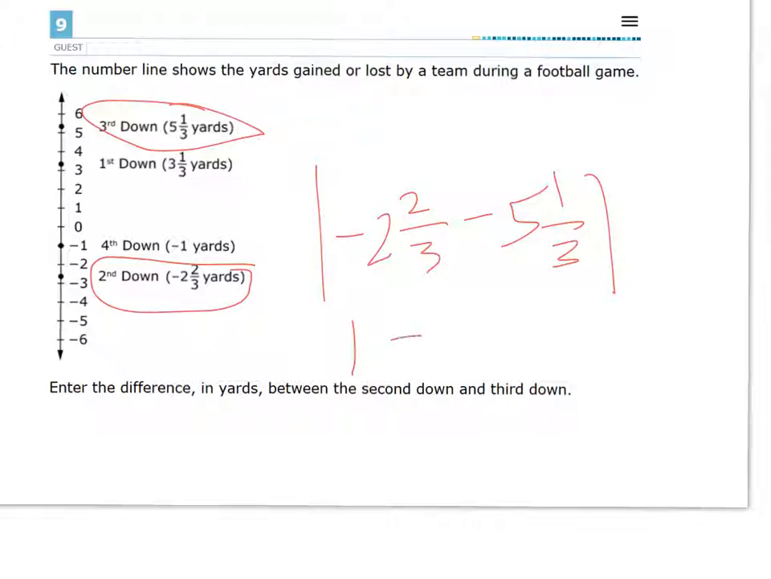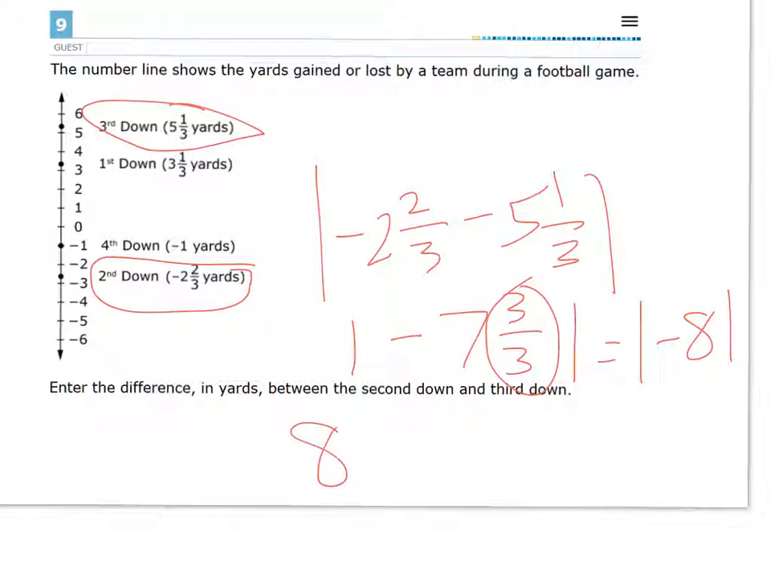So it would give us a negative 7 3/3, which actually the 3/3 becomes a 1, so then it becomes the absolute value of negative 8, which ends up being positive 8. So that is our answer.